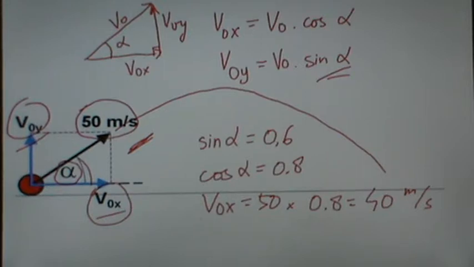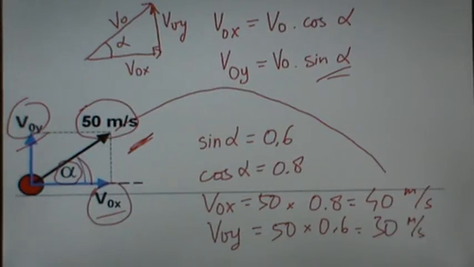And also you can find the initial velocity in y direction V0y, and it will be 50 times 0.6. You get 30 meters per second. Now, it's important for you to remember that in x direction or horizontal direction, the value of V0x will be constant, since this is motion with constant velocity.